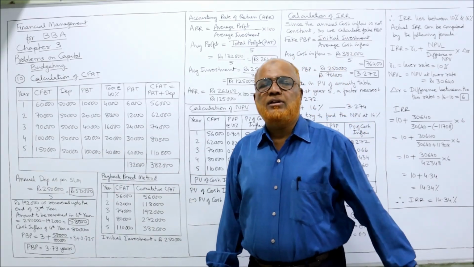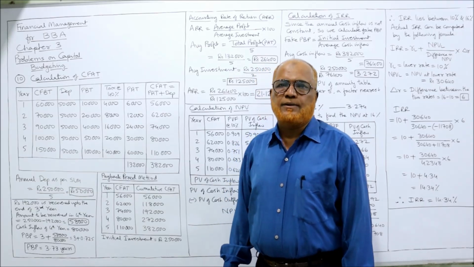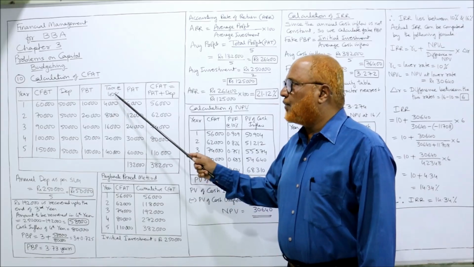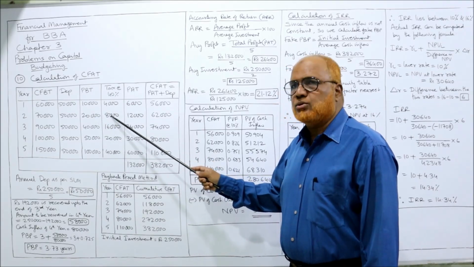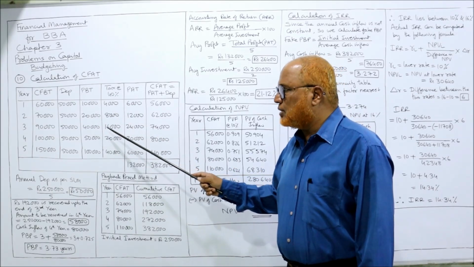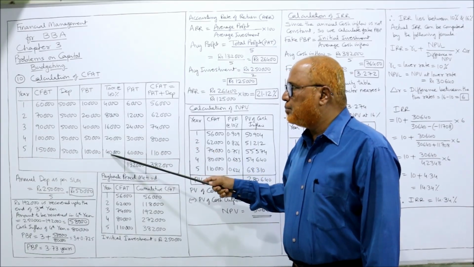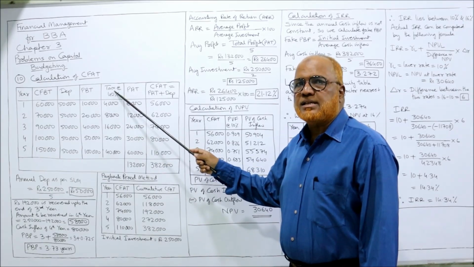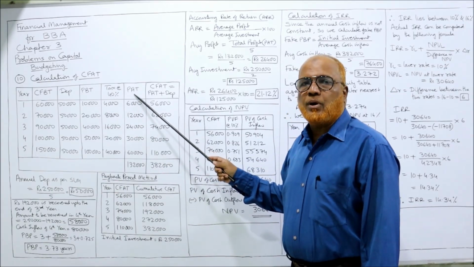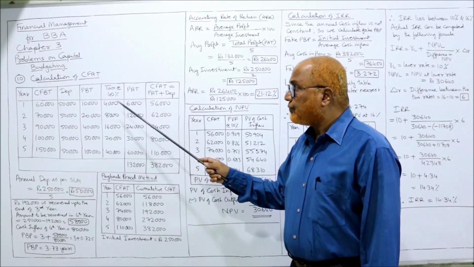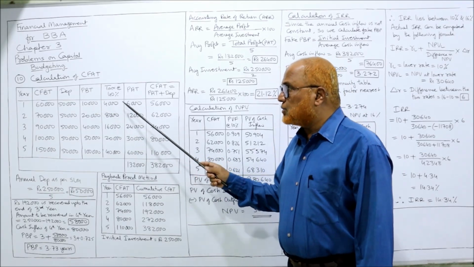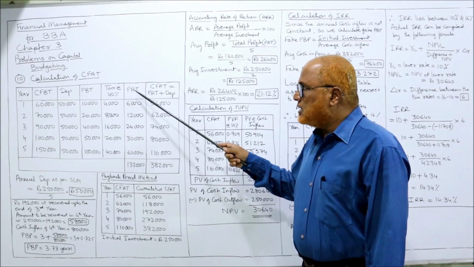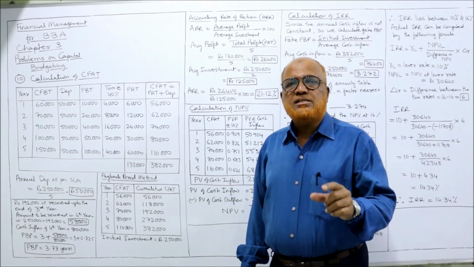The tax rate is given in the problem, 40%. So calculate 40% of 10,000, 4,000. 40% of 20,000, 8,000. 40% of 40,000, 16,000. Like this. Now this is the tax. Now PBT minus tax, we will get PAT, profit after tax. 10,000 minus 4,000, 6,000. 20,000 minus 8,000, 12,000. These are the PAT. But we need CFAT.